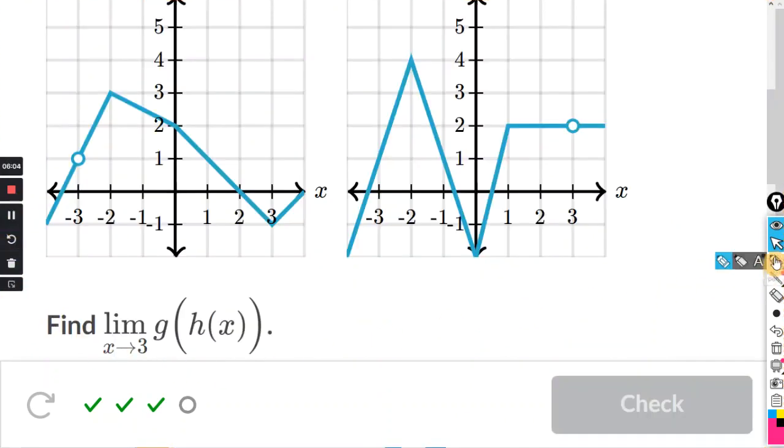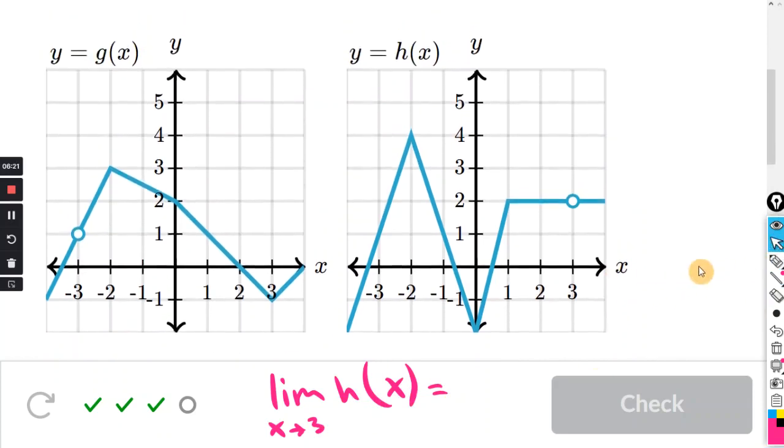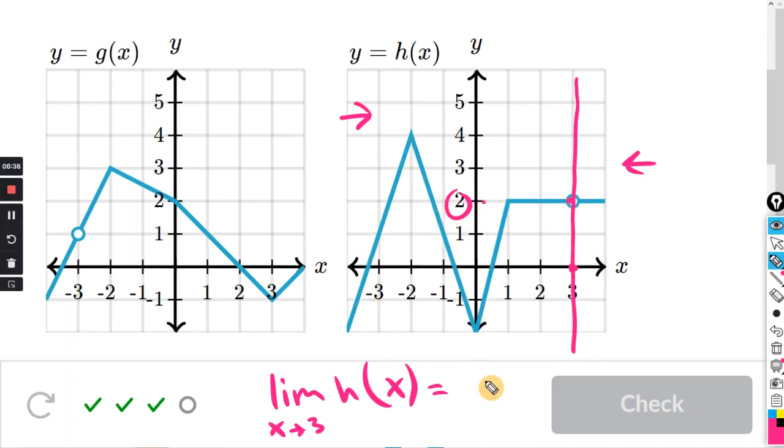All right, last one. We're looking at h of x as x approaches 3, the limit as x approaches 3. Let's take a look at the h of x graph. We're approaching 3, x equals 3 right here. From the positive side, we land right here, and that's at 2. From the negative side, again, we land right here, that's at 2.